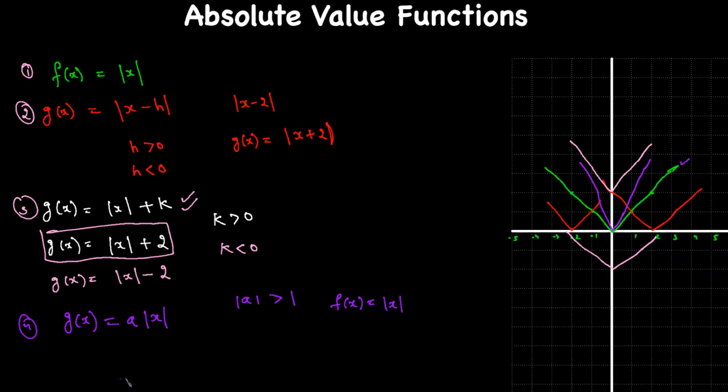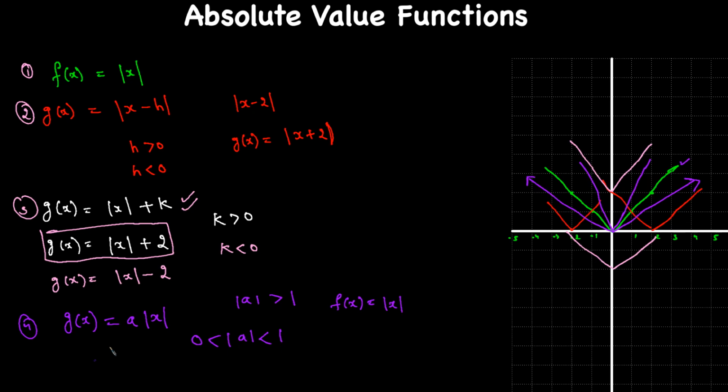Okay, and if the value of a is less than 1, but greater than 0, then the new graph is going to be wider than the original graph. Remember, green is my original graph, so this purple is going to be now wider compared to the original graph, which is, in this case, a is greater than 0 and less than 1.